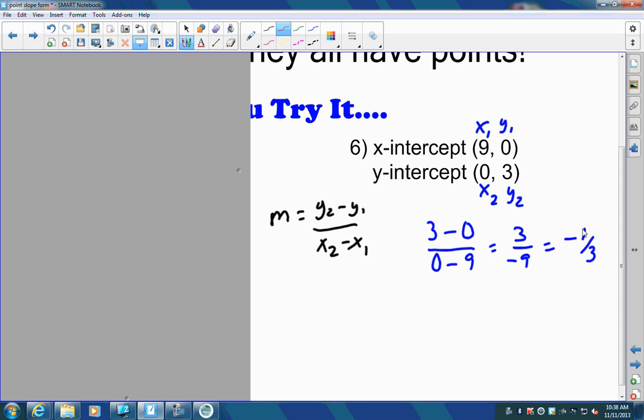Now see, when you have the intercepts, it's easy because there's my slope and here's my y-intercept. So I can write my equation, y equals -1/3 x plus 3. That's my equation when I'm given intercepts.